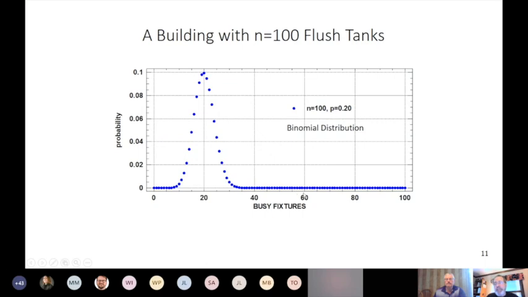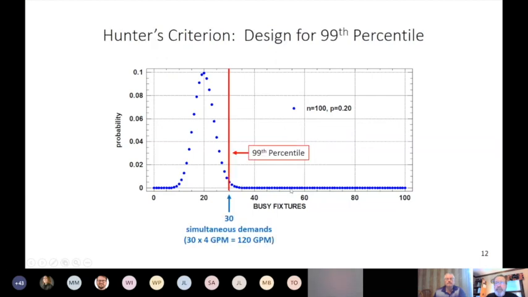But it's interesting here that even in a building with 100 tank toilets, we don't have to design for 80 or 60 or 40 of them to be running at one time. We have to design for some number less than that, because there's virtually no chance that we go above, say, 30 or so. Well, how did Hunter solve this problem?